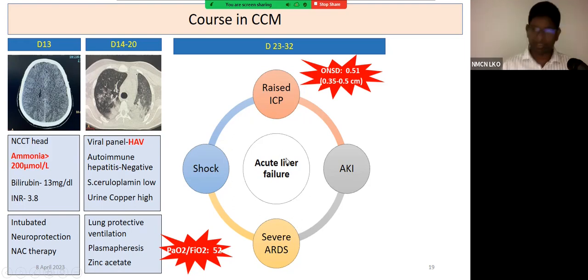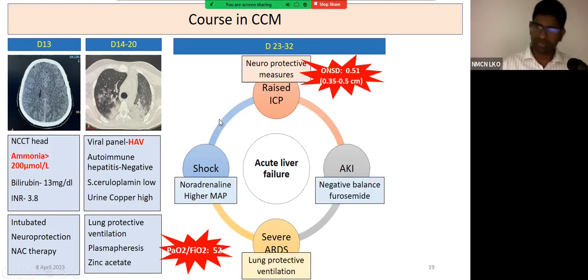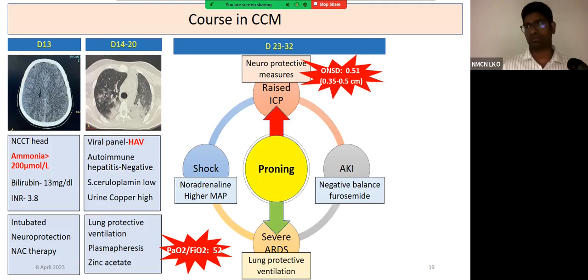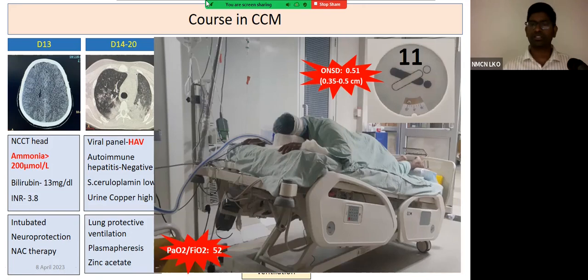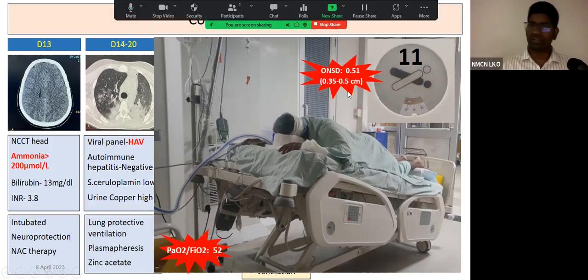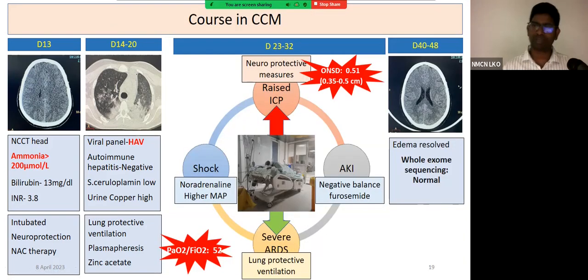And here, even after optimization of all these organ failures, we still had severe hypoxemia, and finally we were left with nothing but proning. But proning can improve the ARDS, but it can worsen the raised ICP and cerebral edema. Hence we went through the literature, and we noticed proning with head end elevation. Here you can see proning with head end elevation of around 11 degrees, and we did 2 sessions of proning in this case. And gradually over a period of time, the patient's edema resolved.